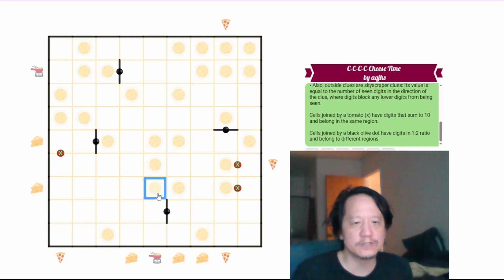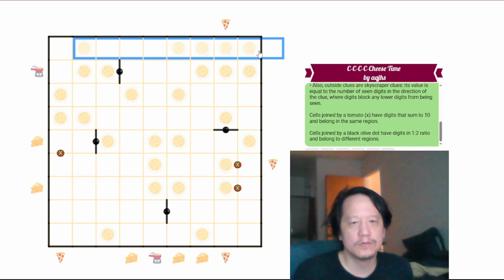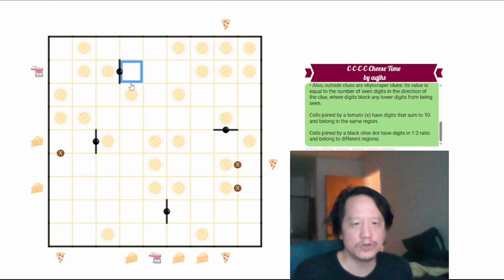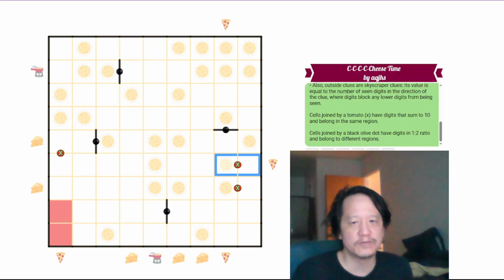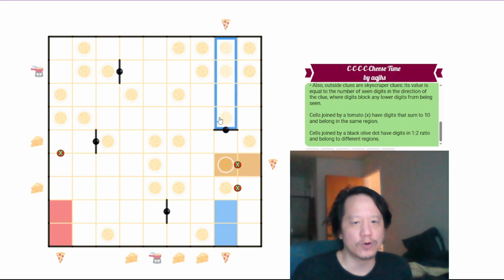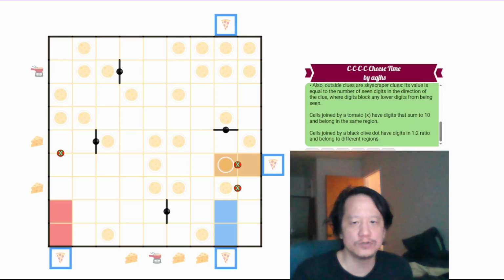How many pizza circles do we have? We have at least 5 unique digits in the pizza circles. We could have a 9, potentially. So this is part of the same region because these two are part of the same region. Pizza slices are all part of the same region. So we could have 2 that way, we could have 2 that way. But it cannot be more than 4. So the pizza slices are 2 through 4.